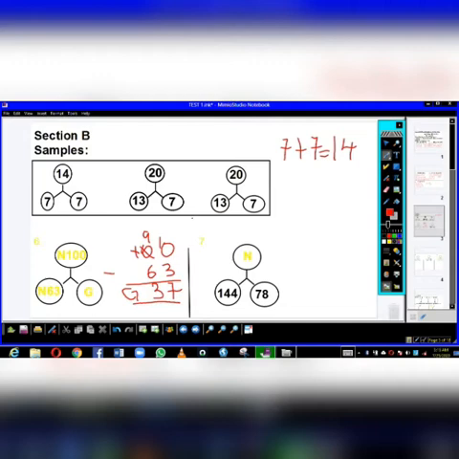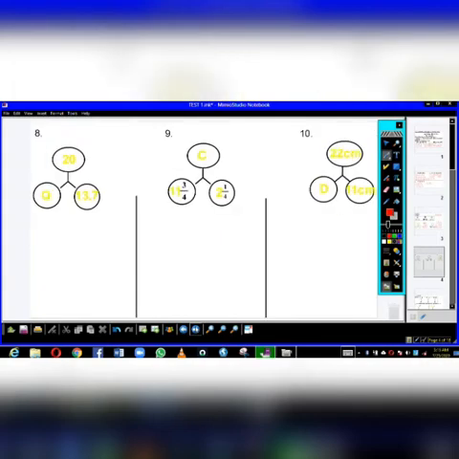Here we are to add, since we are looking for the sum. We say 144 plus 78. So we say 4 plus 8 will give you 12. Write 2 and carry 1. 1 plus 4 will give you 5, and 5 plus 7 will give us 12. Write 2 and carry 1, and 1 plus 1 will give us 2. So therefore the value of n is equals to 222. Now let's proceed to number 8.